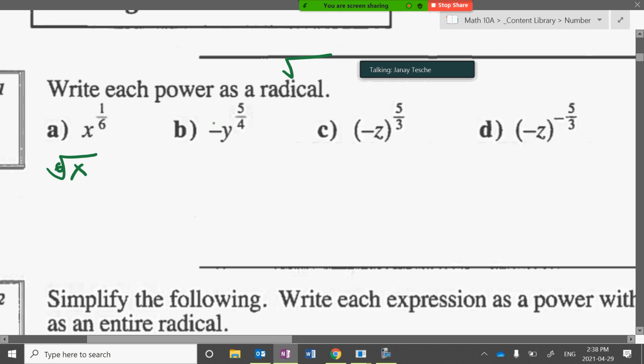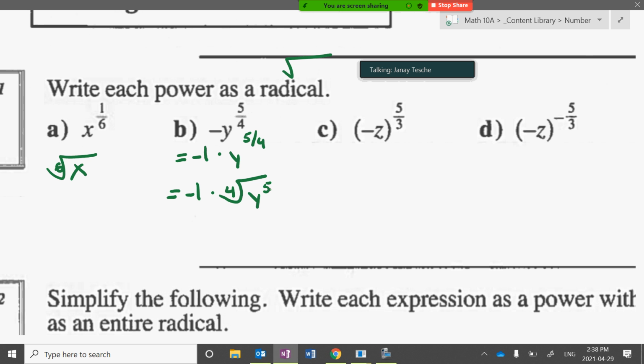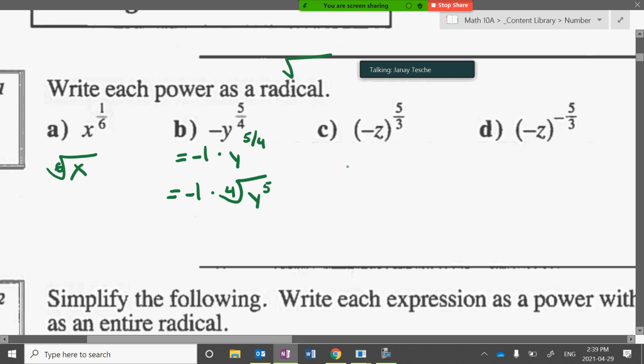On b, when there's a negative like this, remember you should think of it as -1 times y to the power of 5/4. The negative actually doesn't go in your root symbol there. So in this case, we get -1 times the 4th root of y to the 5th. Versus on c, because those brackets are there, the negative is now included in my radical. So it would be the cubic root of -z, all to the power of 5.